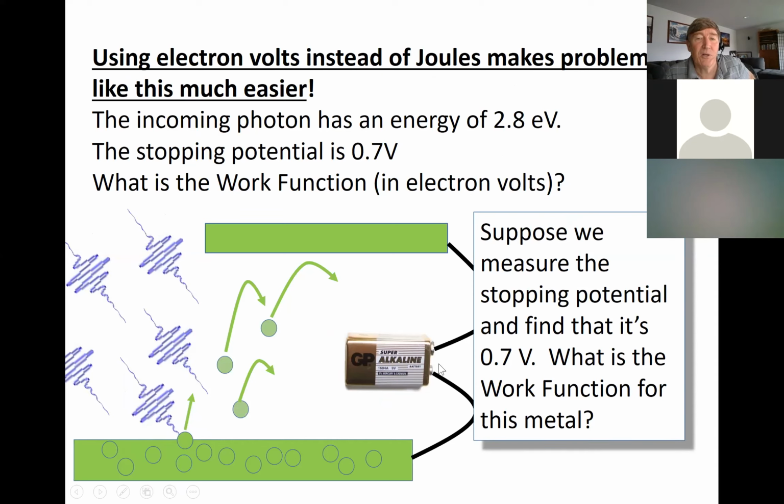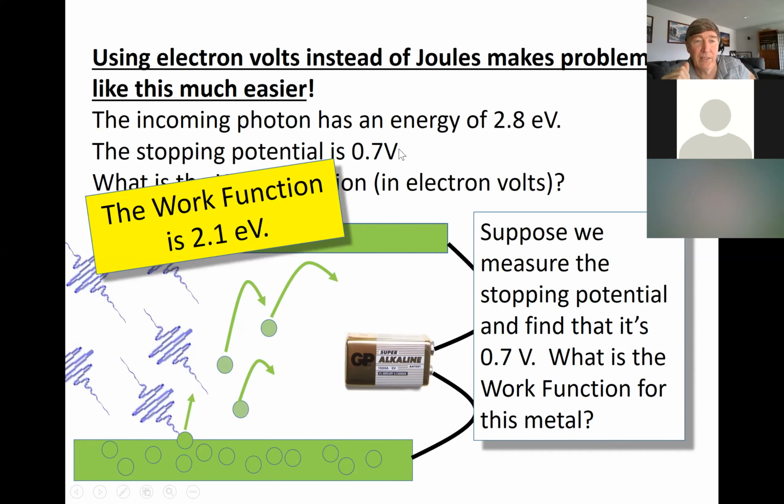Okay, and so if we know that the stopping potential is 0.7 volts, then we want to know what is the work function. Well, if we are allowed to give the answer in electron volts, this problem becomes really simple. All we have to do is take the difference between these. Whatever is 2.8 minus 0.7, so 2.1. So the work function in electron volts is going to be 2.1 eV.